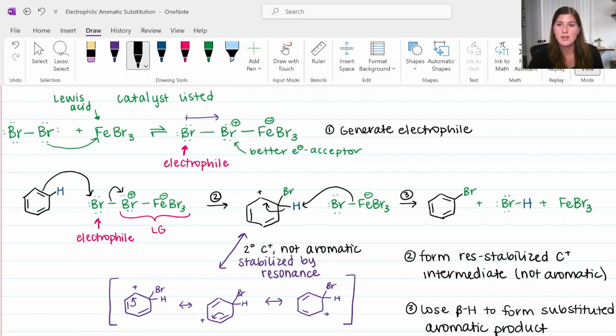That's everything for the halogenation reaction. Again, you could do the same thing, just replacing all of the bromines with chlorine, and you would end up with chlorobenzene as your product.